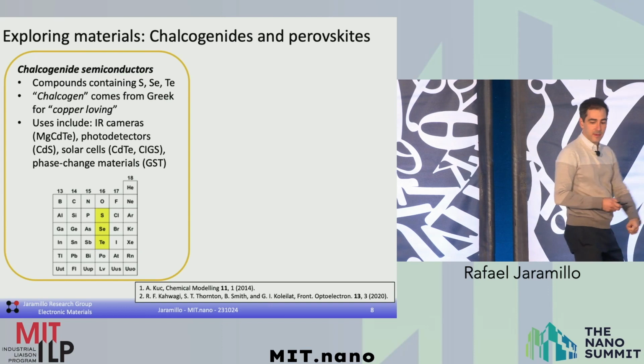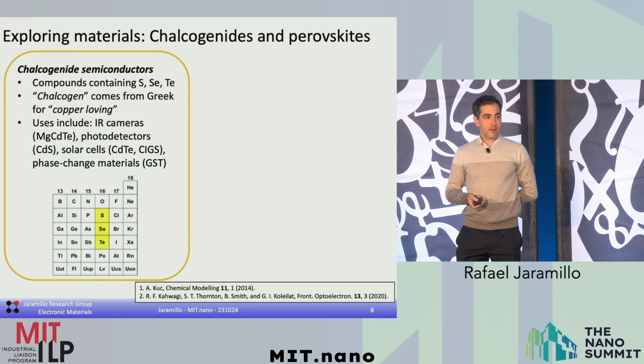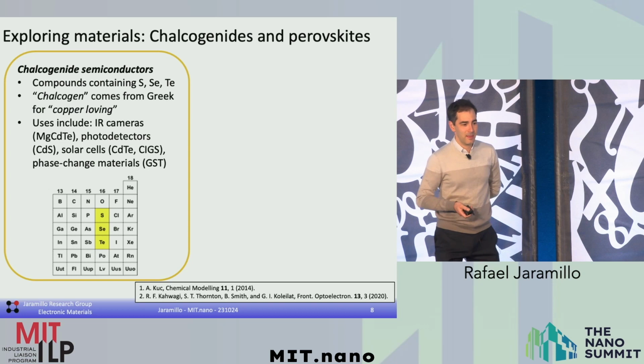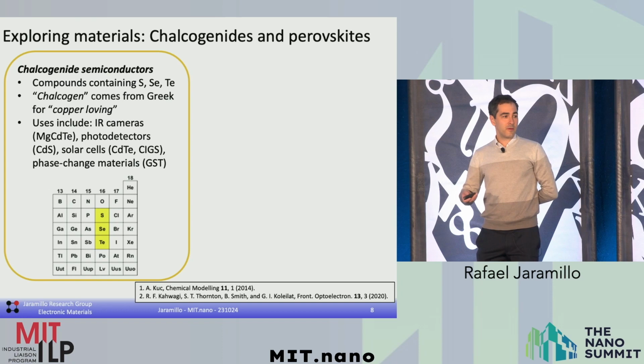So one of the things my group works on is called chalcogenide perovskites. So that's two words. I want to explain what they mean, because they're less common. Chalcogenide comes from the Greek for copper loving. Now, if you run a vacuum chamber, that's like the worst thing. But anyway, we deal with it. They're compounds made from sulfur and selenium and tellurium. And there's a lot of chalcogenide compound semiconductors already in circulation. Perhaps you use them without knowing it.